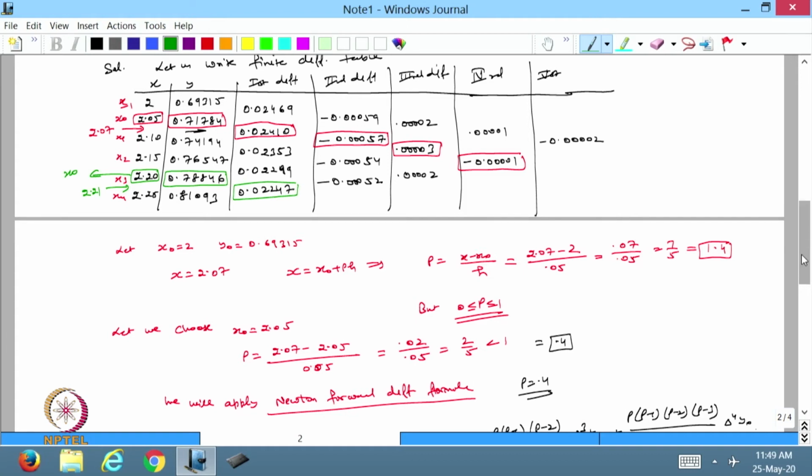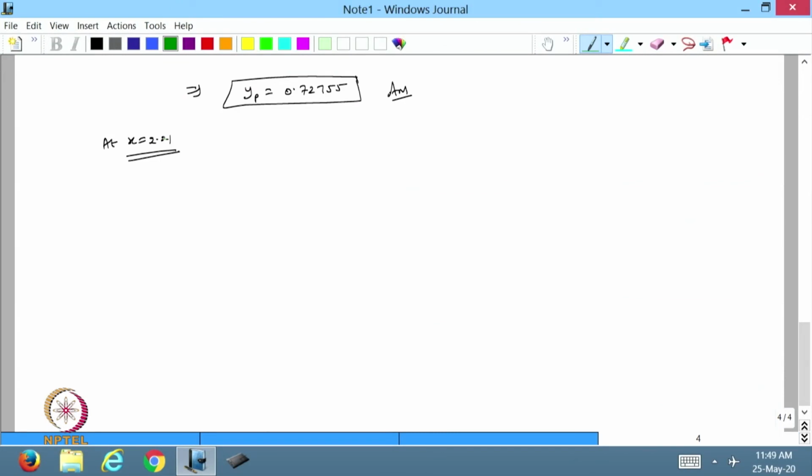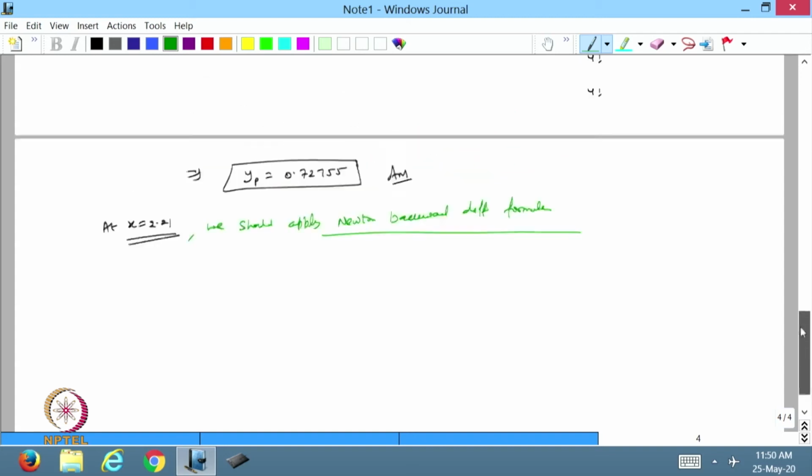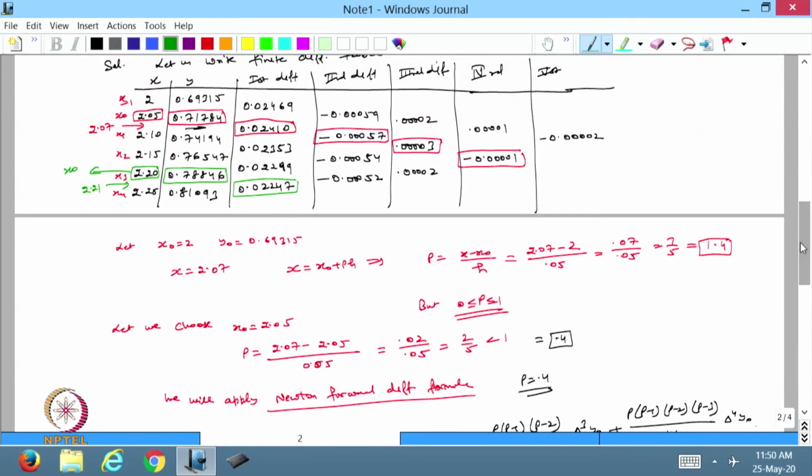So, in that case to find out the value at x is equal to 2.21, we should apply Newton backward difference formula. So, in the Newton backward difference formula, in that case what I will do, let us take this one as green color.